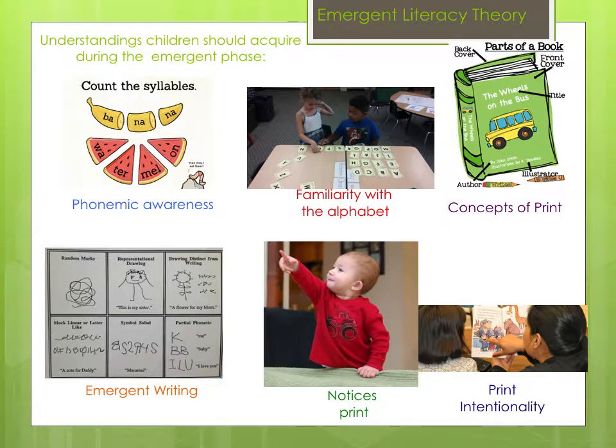I want to go over some understandings that children should be acquiring during the emergent phase. Number one, phonemic awareness. This includes syllables, rhymes, and phonemes. You can play a lot of word games with kids, singing songs, reading poetry. They're great ways to help develop that. Secondly, familiarity with the alphabet. Singing the song, recognizing the different shapes, curved lines, or straight lines that letters have, sorting the alphabet, or putting it in order like my students are doing in that picture. Concepts of print we're going to go into on the next slide, so I'm not going to talk much about that here.